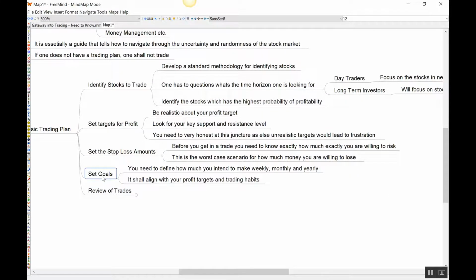The fourth one is setting goals. You need to define how much you intend to make on a weekly, monthly, and yearly basis. It shall align with your profit targets and trading habits. Just like any business, there has to be a goal which you would ideally like to achieve, and you have to break it down into weekly, monthly, and yearly goals, and then set the set of stocks that you are following basis the profit targets that you are trying to achieve, right?